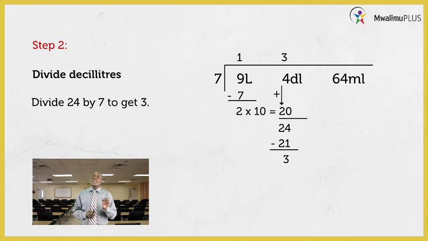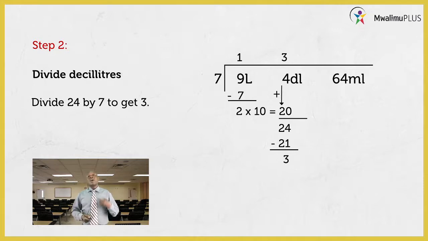24 divided by 7. When we do the division, we are going to get 3, because 7 times 3 will give us 21. So we find that 7 goes into 24 3 times, giving us 21. We record 3 on top and 21 below 24, and we do subtraction. Learners, if you subtract 21 from 24, that will give you 3. Good. So we record 3 below there.